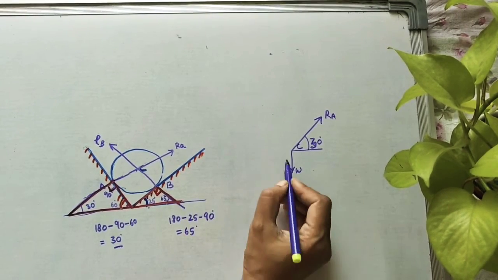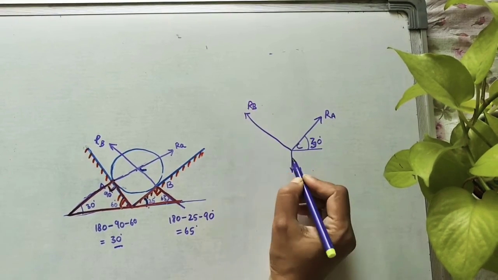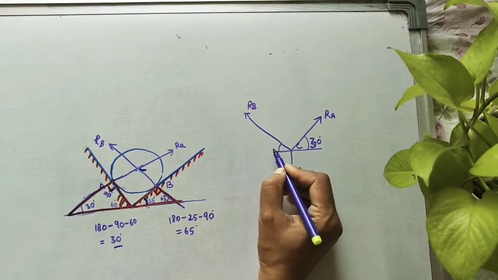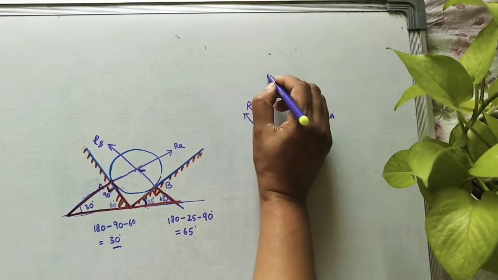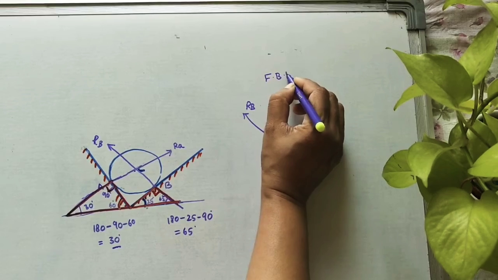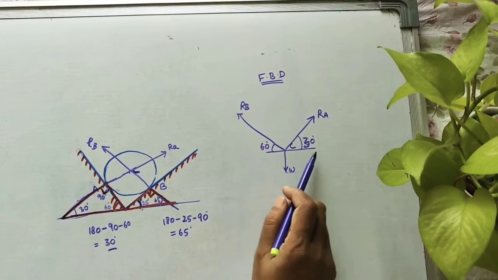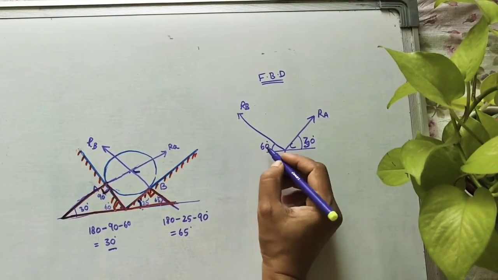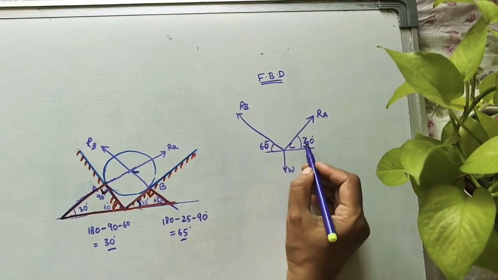Now mark the same here in the FBD. RB, this is RB. How much angle is it making? 60 degrees with the horizontal. Now this is the FBD diagram of the given problem. Okay. Now here, marking the angles is very important for getting the correct answers. Sorry, this is 65. This is 30 degrees.